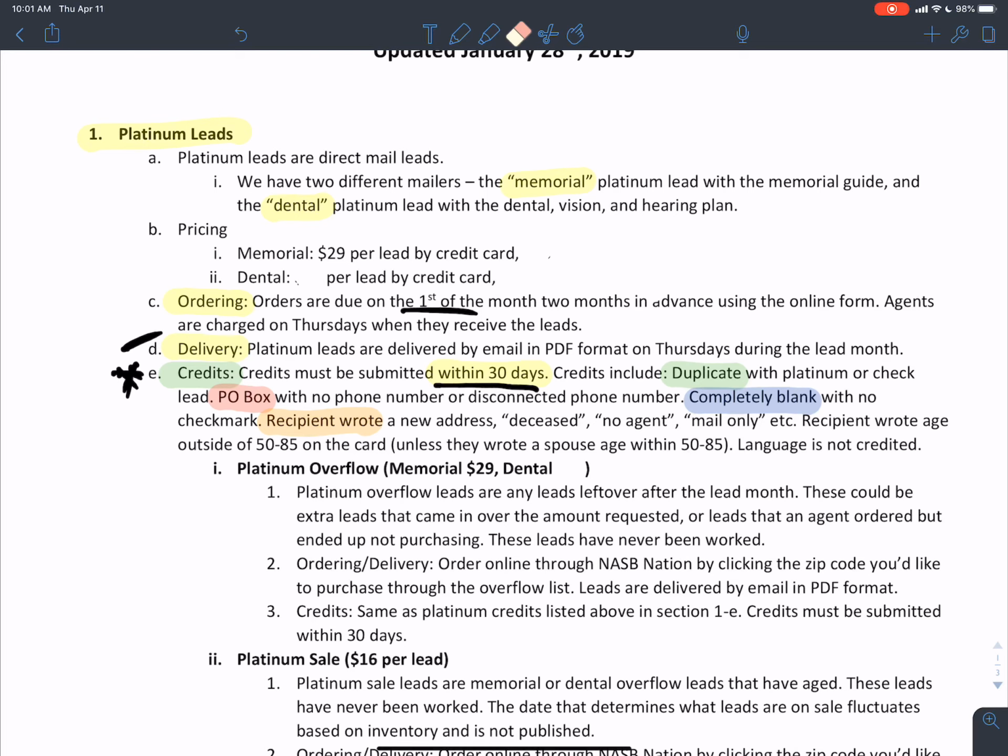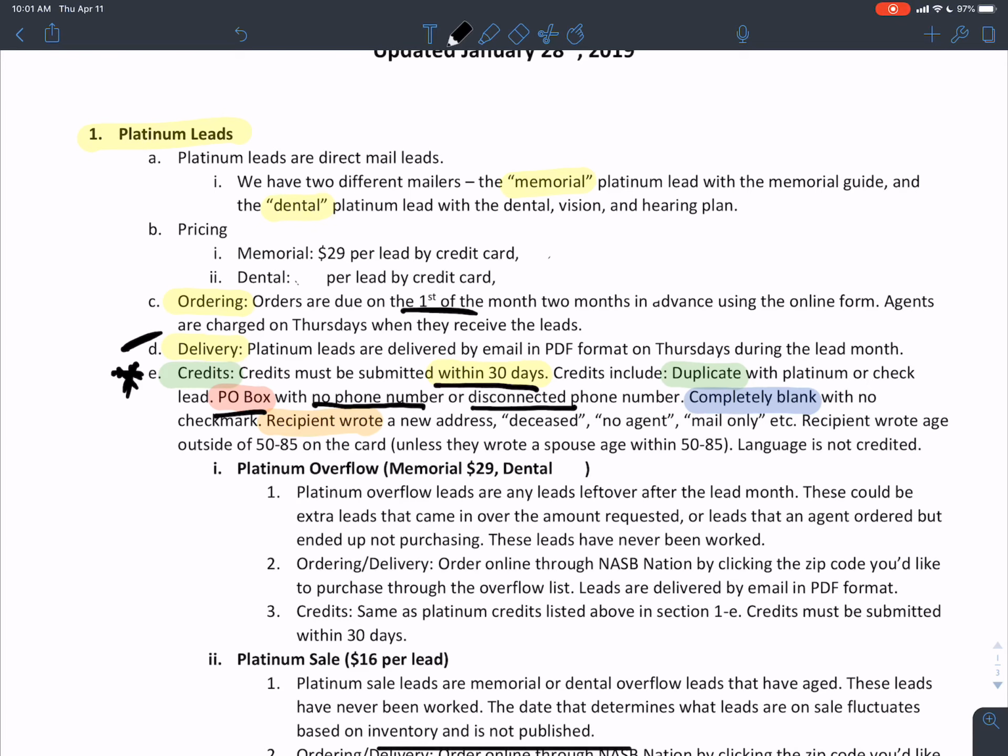The next creditable reason would be a P.O. Box lead, where we're mailing people with a P.O. Box. If they didn't write a phone number on the lead, or the phone number that they had is disconnected, or they didn't write an actual address on the lead, because when it's a P.O. Box lead, okay, we mailed it to a P.O. Box, and on the lead card, they can write their address.